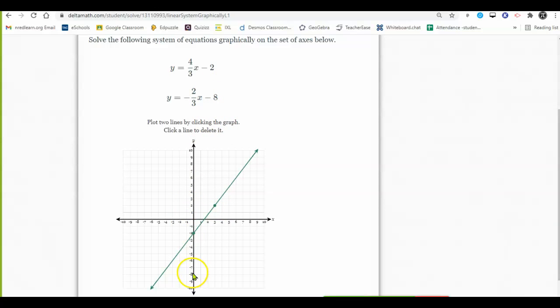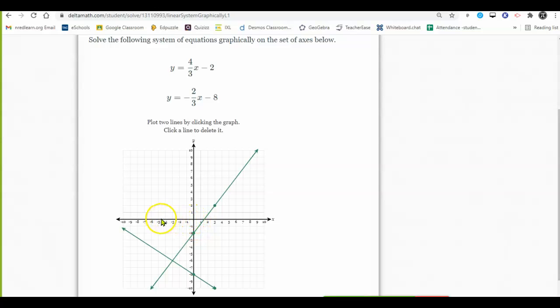Start at negative 8. That's the y-intercept. Now we have a negative sign next to our 2/3. I'm going to give the negative to the 2. That means I go down 2, and then the 3 is positive. Positive 1, positive 2, positive 3. My two lines are drawn. My intersection point is right over here.